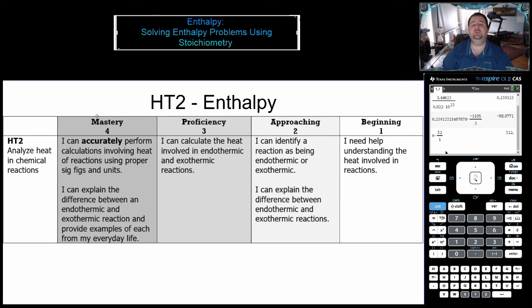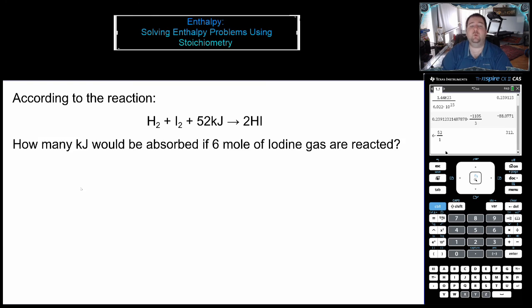Today we're going to be continuing our unit on enthalpy. We're going to be using knowledge that we've gained so far on Hess's law, on standard enthalpies of formation, and on enthalpy in general and the rules associated with working with it. And we're going to start to apply that to some problems that require a little bit of stoichiometry, like this one here.